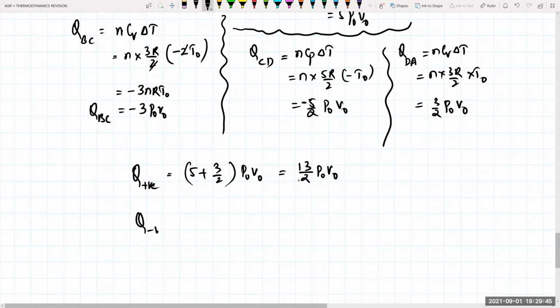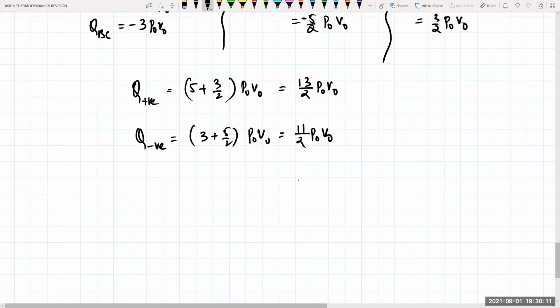And what is Q negative? Q negative will be equal to 3 plus 5 by 2 into P naught V naught. 3 twos are 6, 6 plus 5 is 11. So it is 11 by 2 into P naught into V naught.